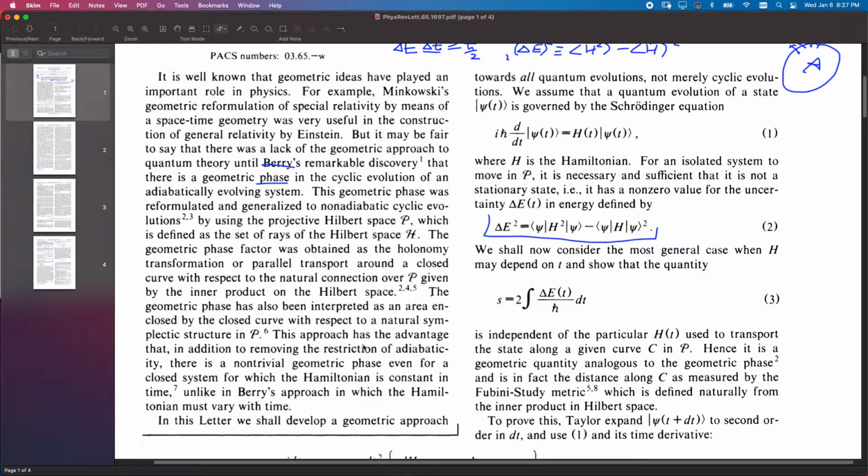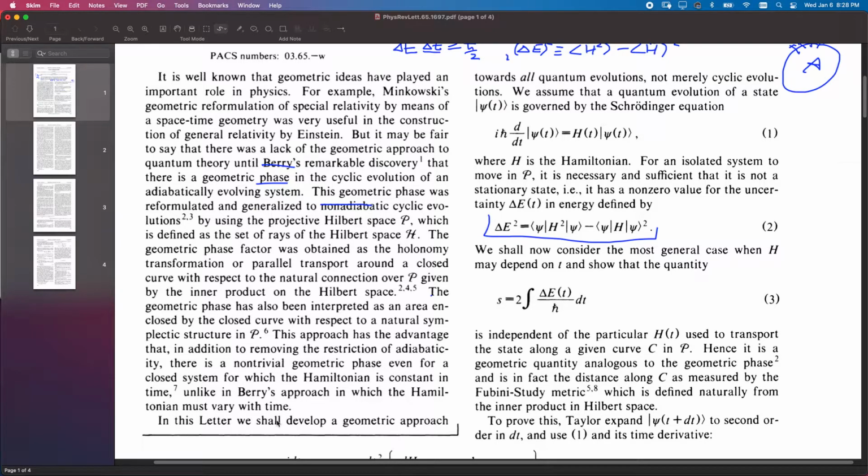Okay, so if we have a constant Hamiltonian, what is non-adiabatic cyclic evolutions? All right, so all of that was kind of dense and difficult to unpack, with lots of words that I don't understand and lots of concepts that I need to review. But let's move forward.